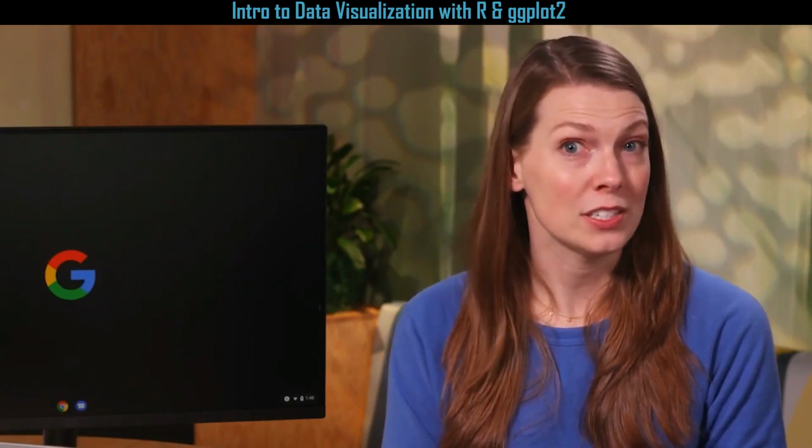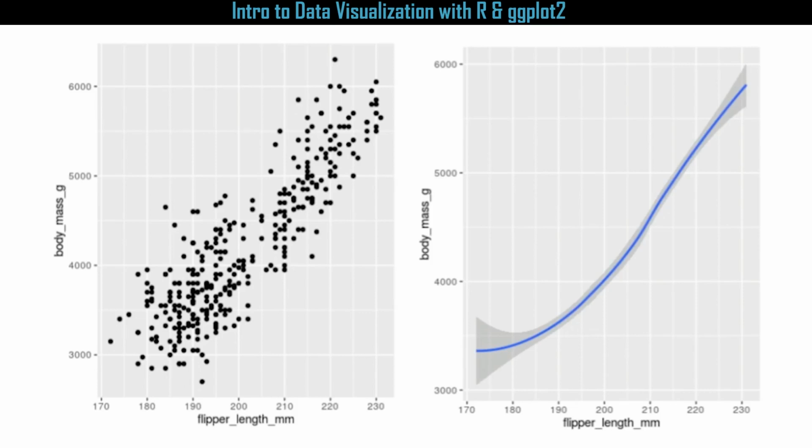Let's start with two visualizations. Both visuals contain the same x variable and the same y variable. Both use the same data, but each plot uses a different visual object to represent the data. One uses points, the other uses a smooth line. In other words, they use different geoms.